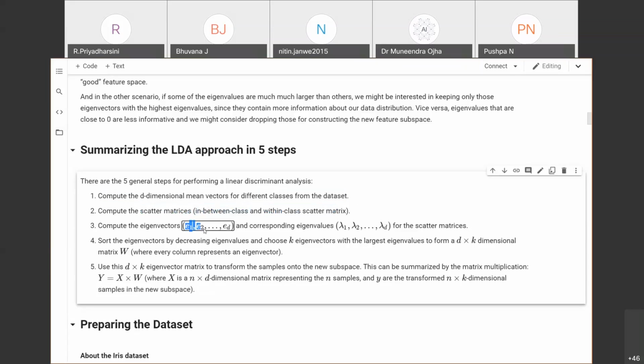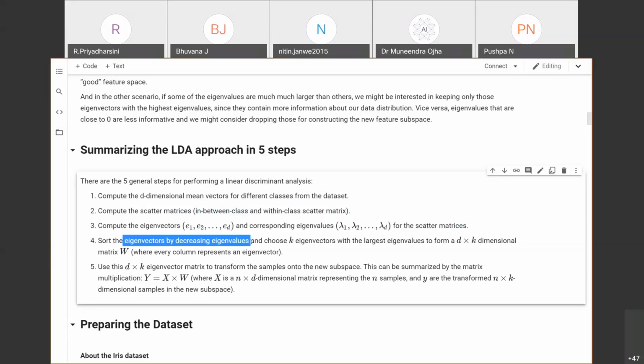We compute eigenvectors e1, e2, ..., ed and their corresponding eigenvalues lambda 1, lambda 2, ..., lambda d for these two scatter matrices. We sort the eigenvectors in the order of decreasing eigenvalues and choose the first k eigenvectors which have the largest eigenvalues. Okay, we create a d by k dimensional matrix W where every column represents an eigenvector, just like the principal component analysis.